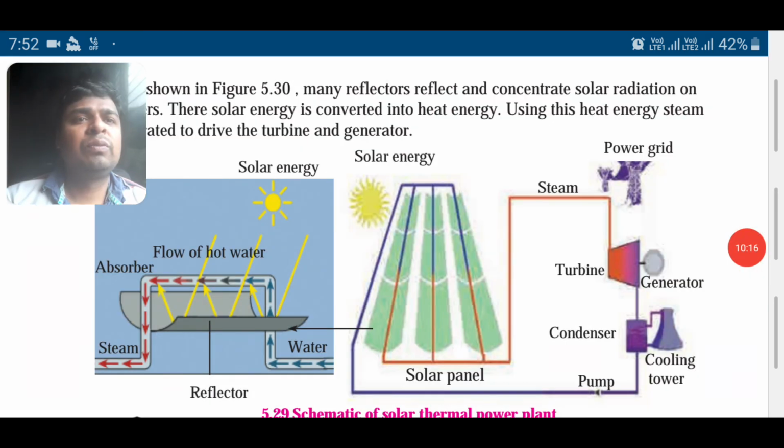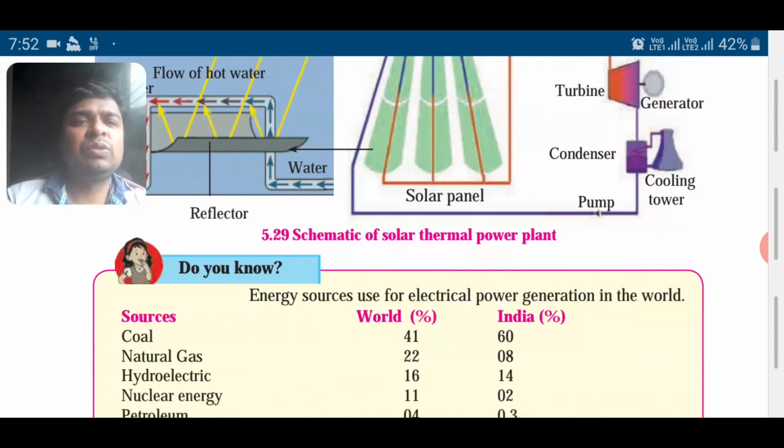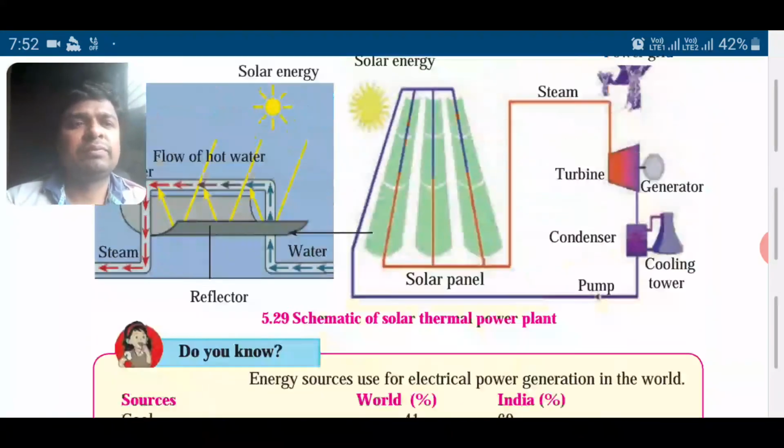So many reflectors are there. They concentrate the solar energy, and this heat energy is used. Okay, we'll stop here.